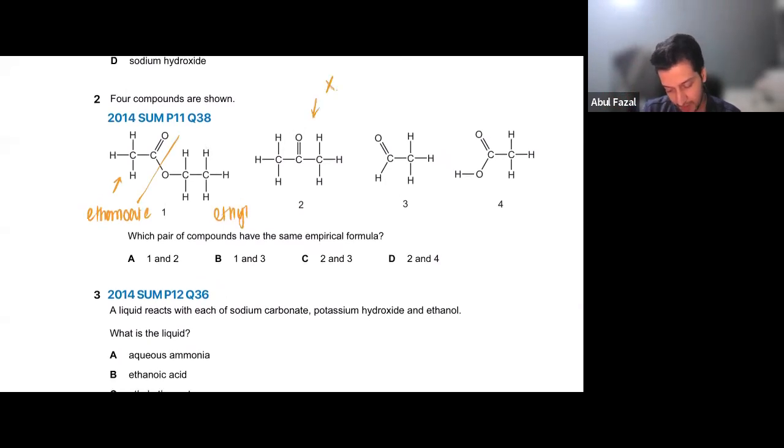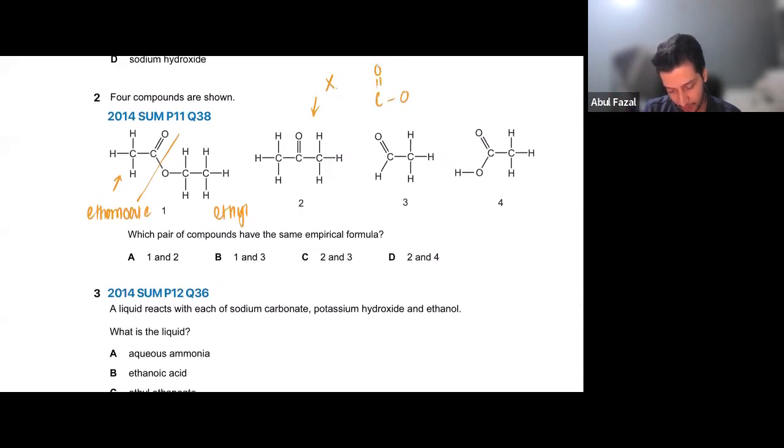This is not an ester because it doesn't have a carbon oxygen bond. This is also not an ester. This is an ester? Not really. It's an acid. It is ethanoic acid. You don't have to worry about naming this or this because they're not in the syllabus to name.